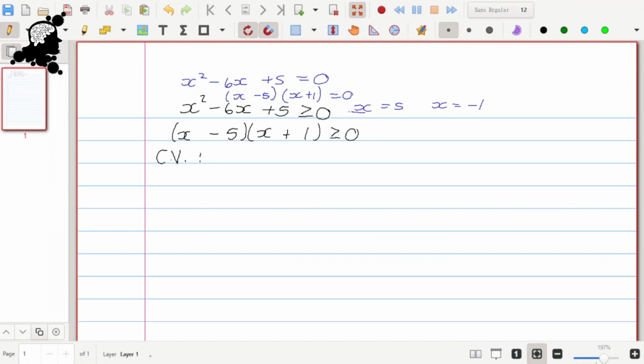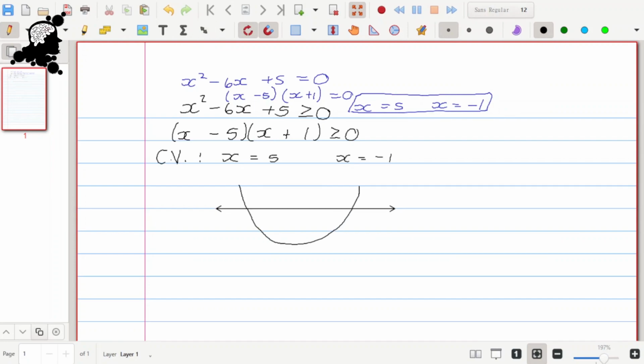So I'm going to take these as my critical values. So we're going to say x is equal to 5, and then x is equal to negative 1. Now we need to go ahead and place this on a number line. So we're placing it on a parabola / number line. Let me get my double arrow going here. There's our x-axis. We are drawing a parabola that is concave up.